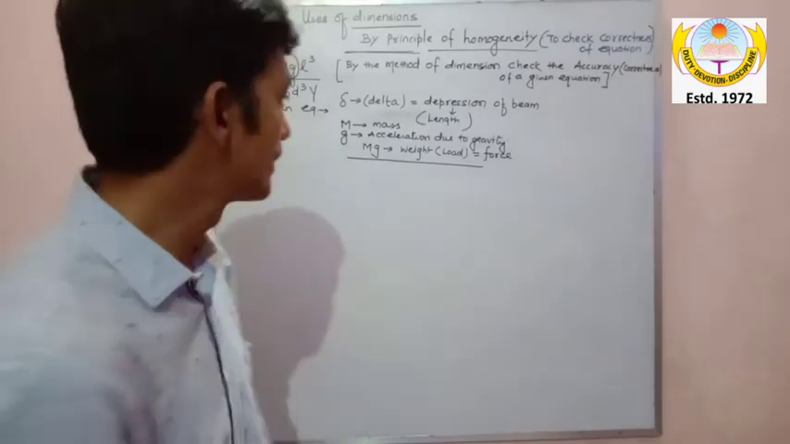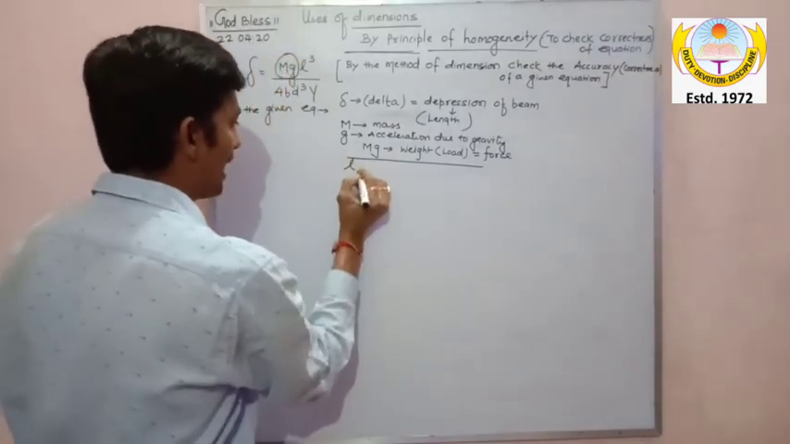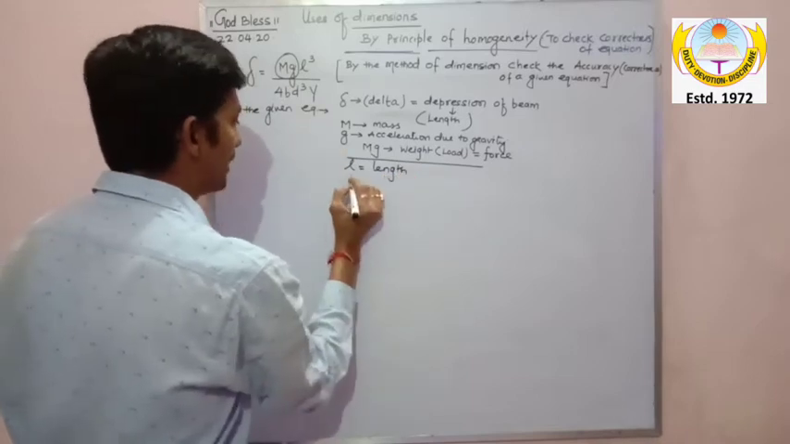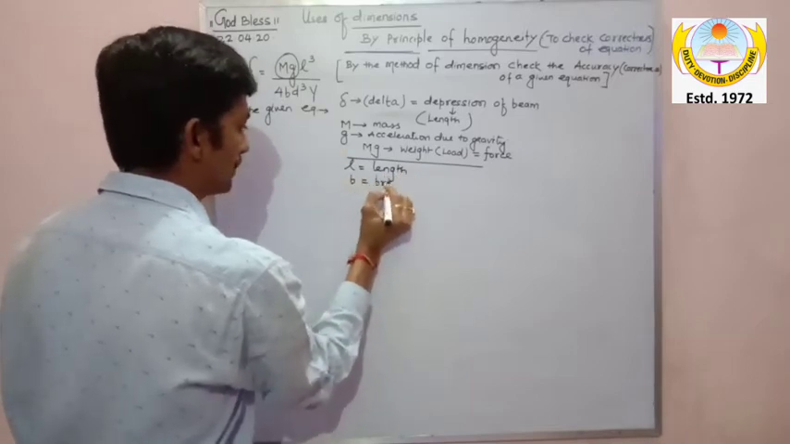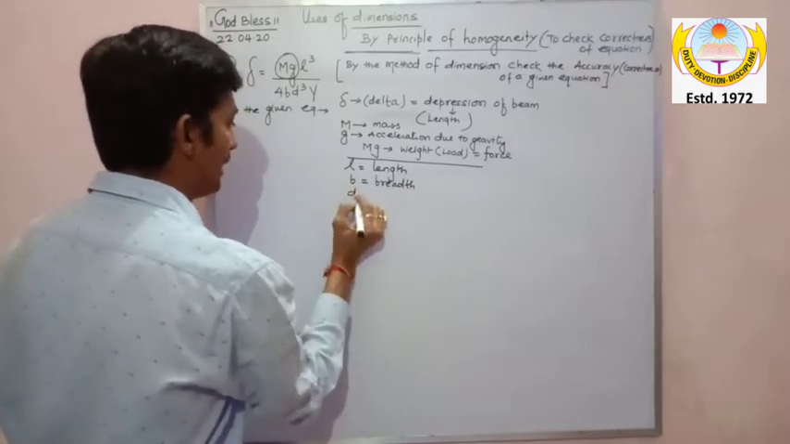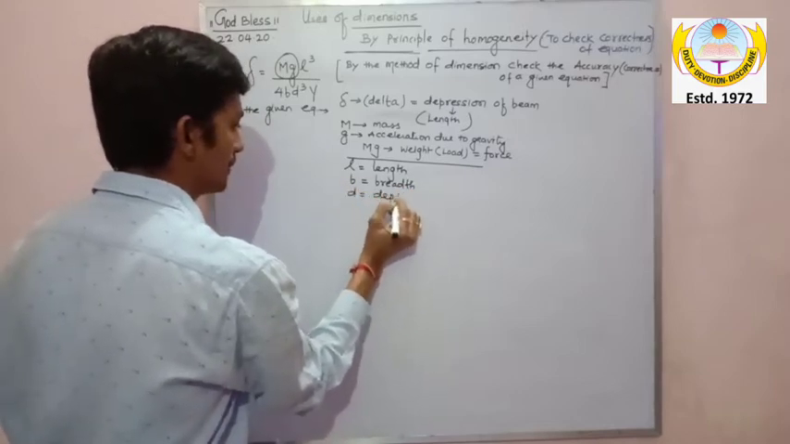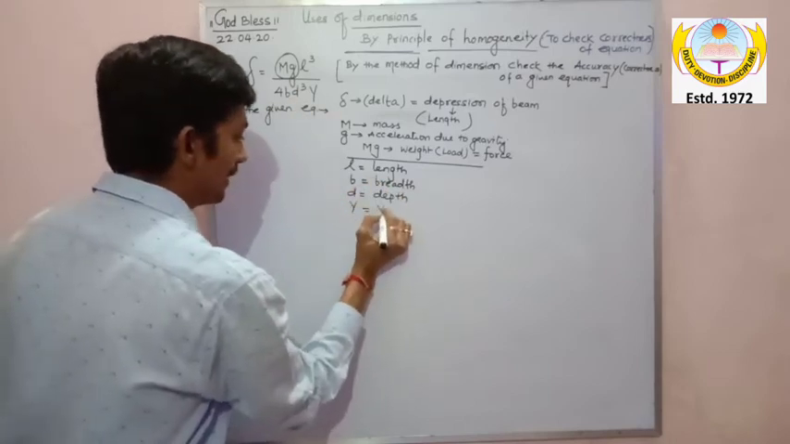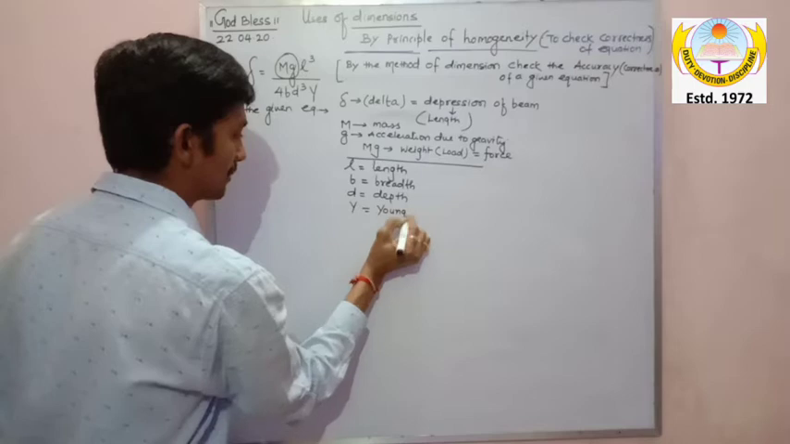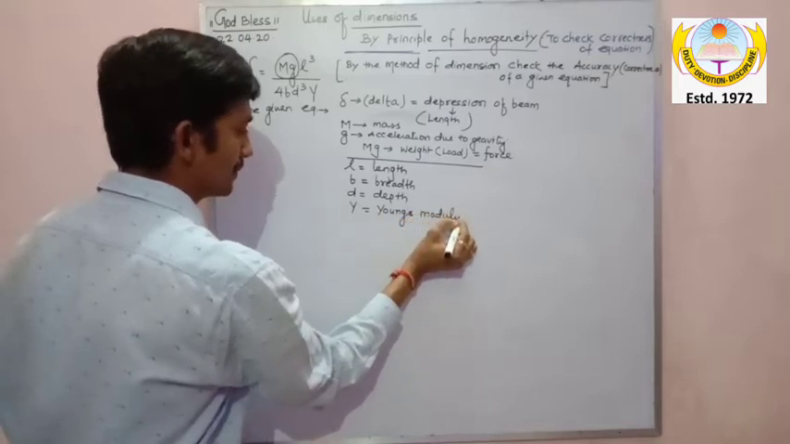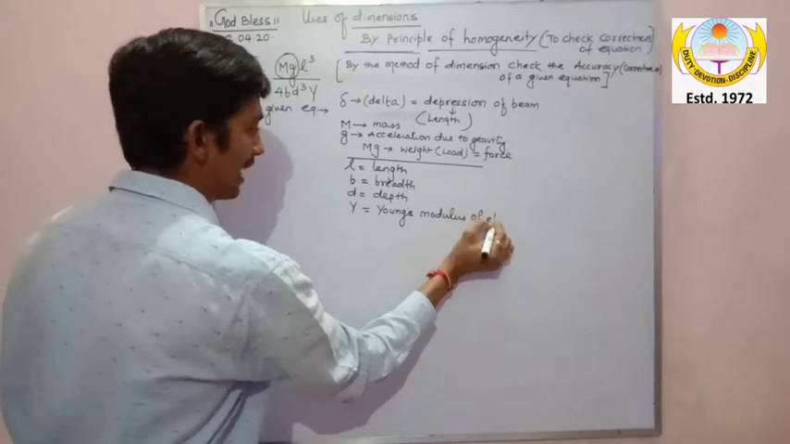Now next is L. L is length. B is breadth. D is depth. And Y is Young's modulus of elasticity.